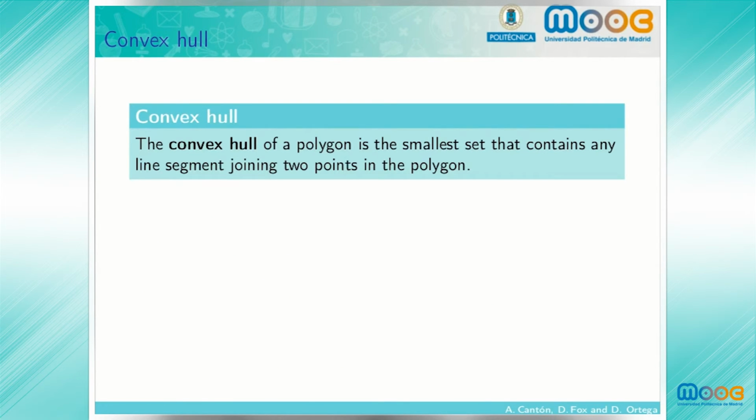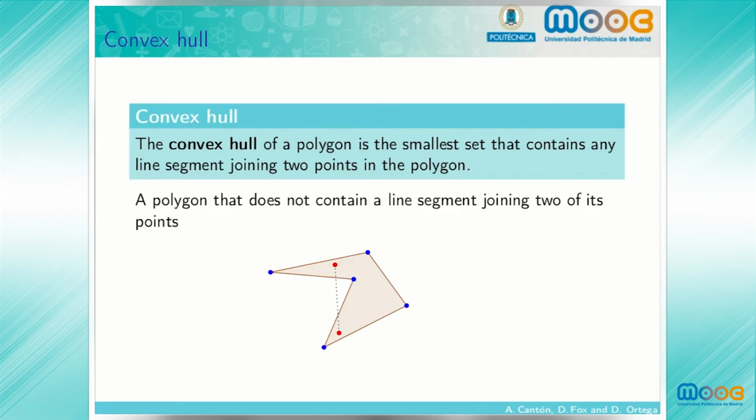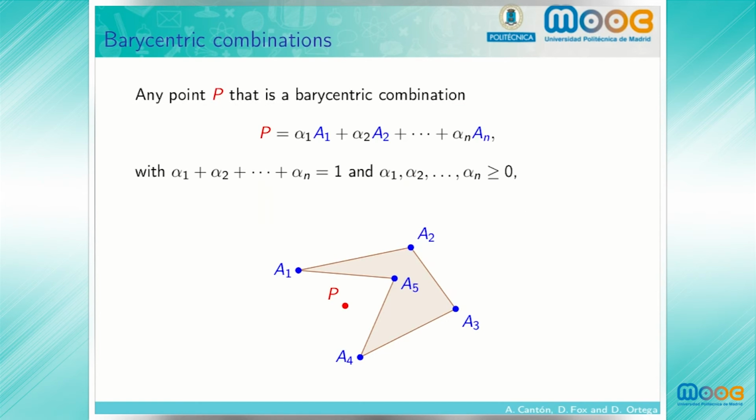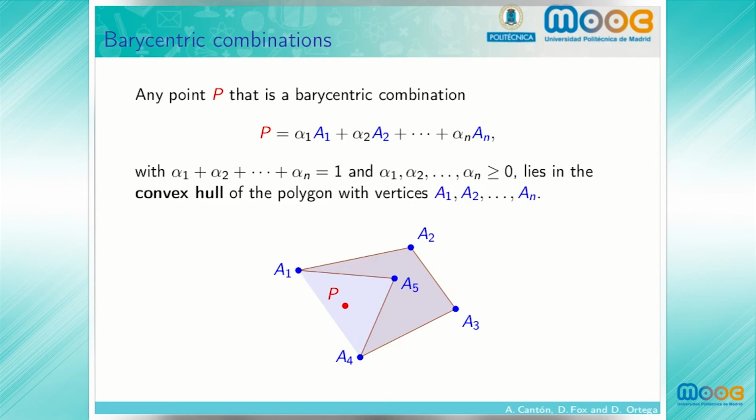In order to remedy this problem, we introduce the following notion. The convex hull of a polygon is the smallest set that contains any line segment joining 2 points in the polygon. Here we see 2 red points lying in the polygon formed by the 5 vertices, and a line segment joining them, which lies partly outside the polygon. It does, however, lie inside the convex hull of these vertices. Any point that's a barycentric combination of a set of vertices, even though it lies outside the polygon formed by those vertices, necessarily lies inside the convex hull of the polygon with those vertices.